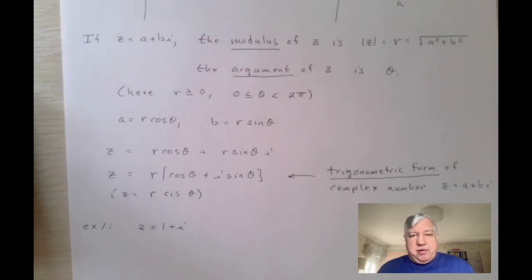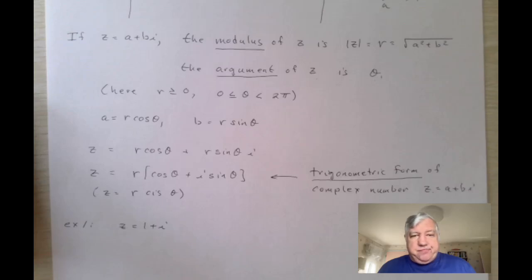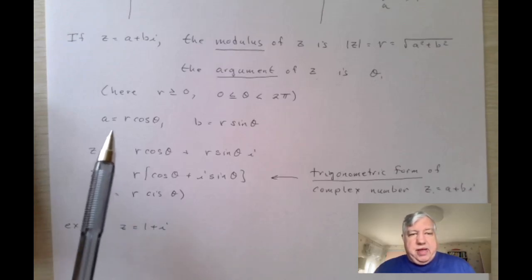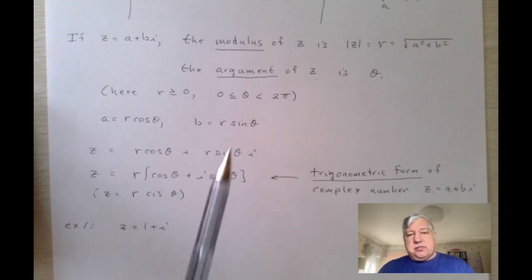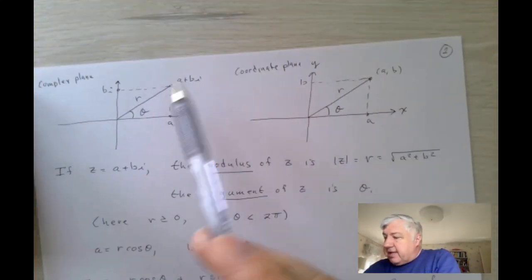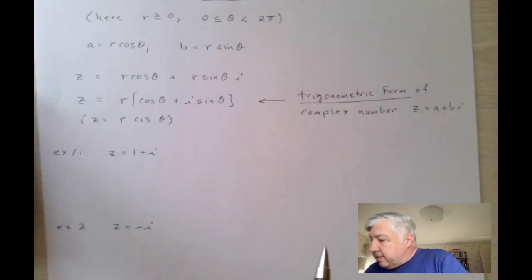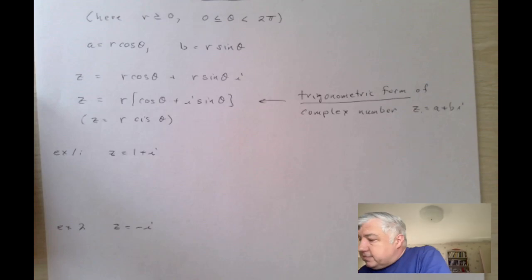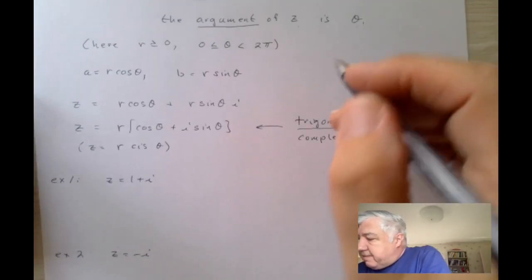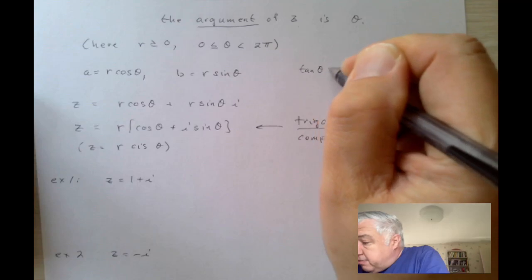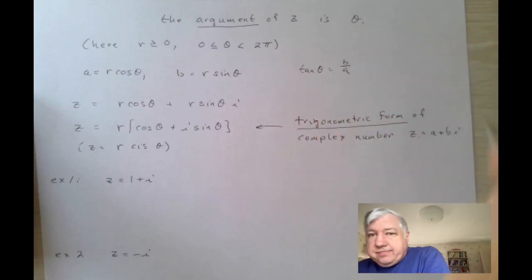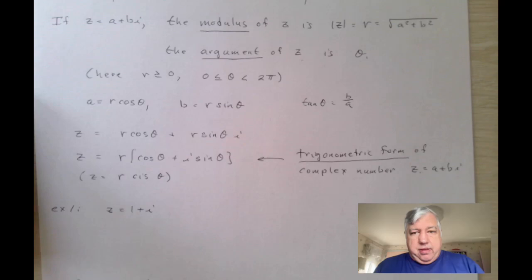And then by changing coordinates, we get a is going to be r cosine theta, and b is r sine theta, because a is like the x coordinate and b is like the y coordinate. I should also keep in mind that the tangent of theta will be b divided by a. All right, and then from there we can find theta by taking the inverse tangent and then subtracting it from pi if we have to, if a is negative.